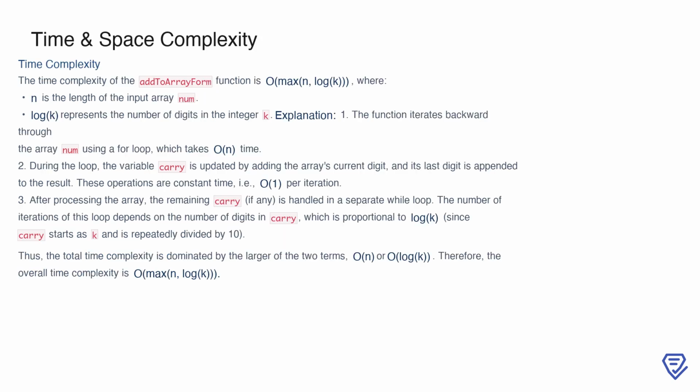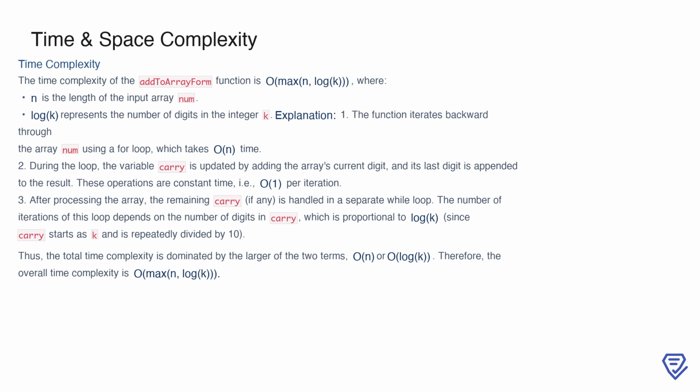The time complexity of the addToArrayForm function can be understood as O(max(n, log k)), where n is the length of the input array number, and log k represents the number of digits in the integer k. Here's why: the function iterates through the array number in reverse order, which takes O(n) time. During this iteration, the carry variable is updated by adding the current digit, and the last digit of the result is appended to the output list. Since these operations happen in constant time, they contribute O(1) per iteration.